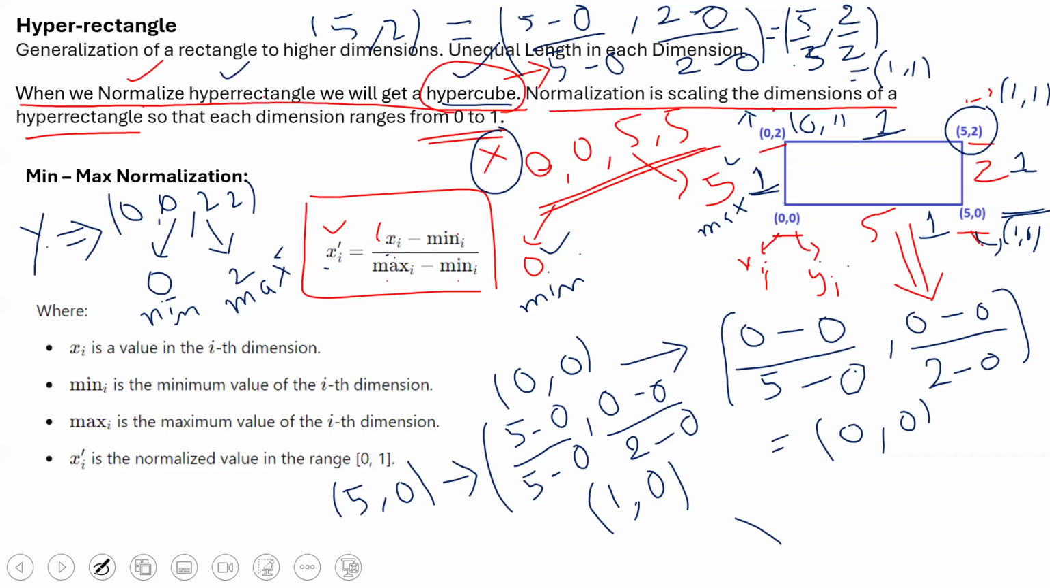Hyperrectangle is nothing but a rectangle in higher dimensions. A rectangle will always have unequal lengths, right? Unequal opposite sides. When we go to the third dimension, the third dimension length will be different from the first and second dimensions. When we go to the fourth dimension, the length will be different from 1, 2, and 3D. Okay, so that is all about hyperrectangle. Is this clear?